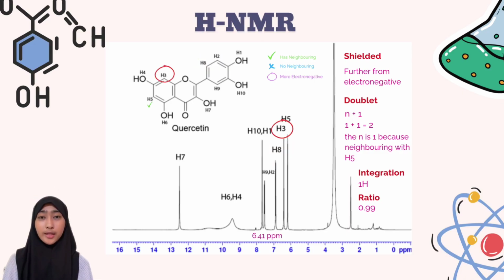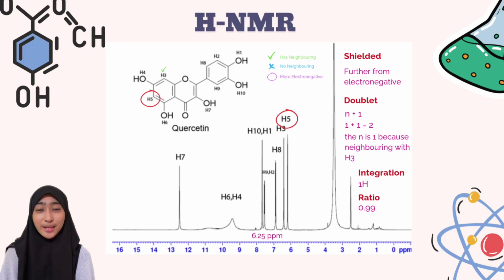The sixth peak at 6.41 with a ratio of 0.99, an integral of 1 proton, is assigned as H3. It is shielded because it is further from the electronegative element, and it shows a doublet because it is neighboring with H5.